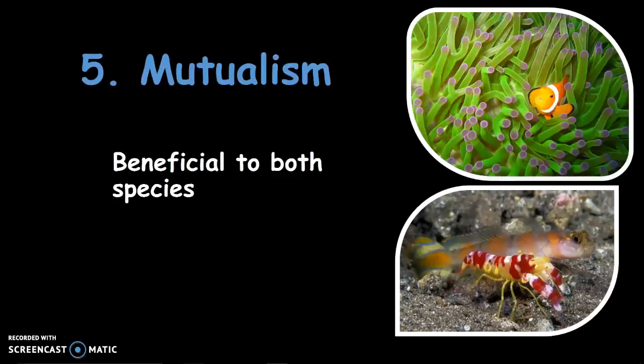Now, how does the shrimp benefit from this? Well, shrimp don't have very good eyesight, so he's actually going to use the goby as a sense of safety and direction. So as long as the shrimp knows that he's next to the goby, he knows that he's away from predators and he's in a safe environment.